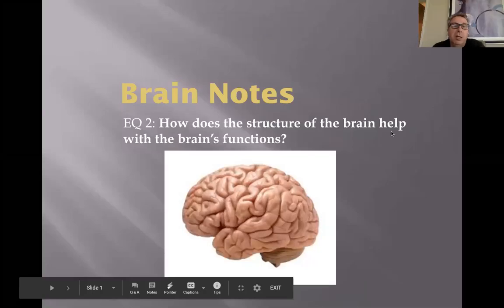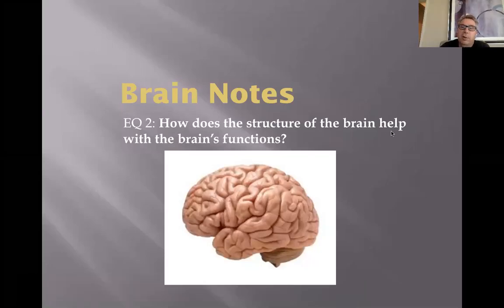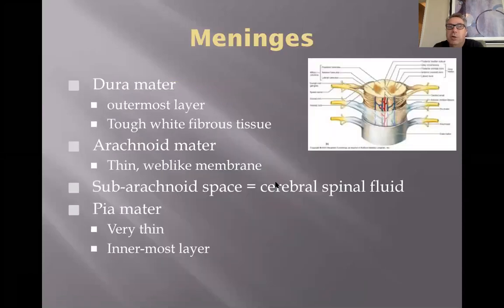Okay, here is EQ2 of the brain. How does structure of the brain help with this function? So first we're going to talk about the meninges. If you've heard of someone who has meningitis, right? It's an infection of the meninges, which is the protective layer around both the brain and the spinal cord.